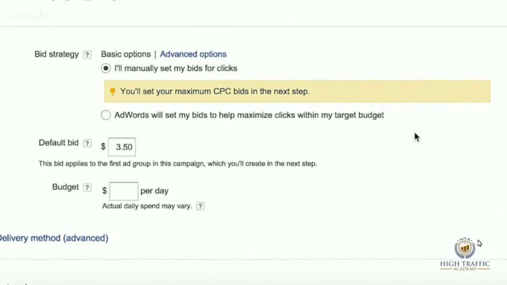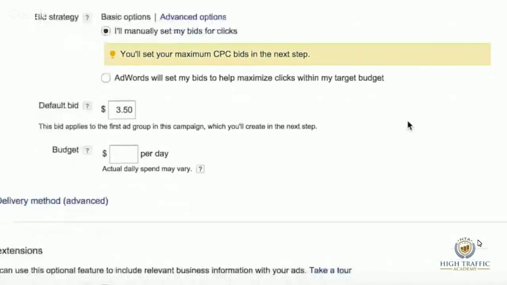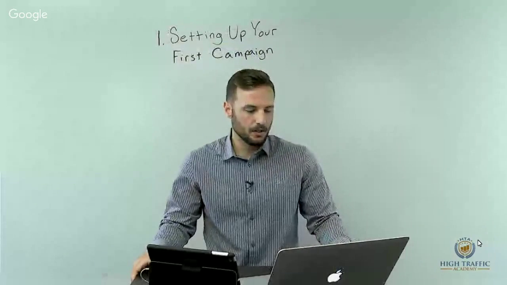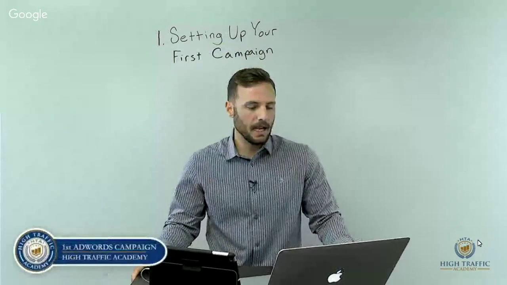That's high, but in the shoe space, it's a competitive niche, so you'll pay more per click. But for this, we'll start with $3.50. And this is also very important. This is your budget, and they have it selected per day. They have you input it as if you're telling them how much you're willing to spend per day.